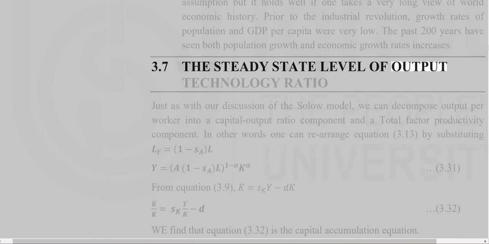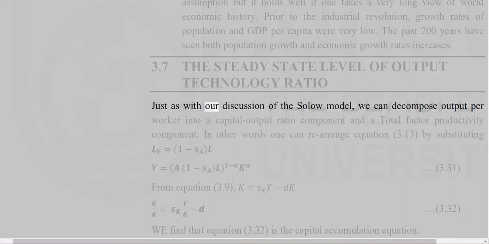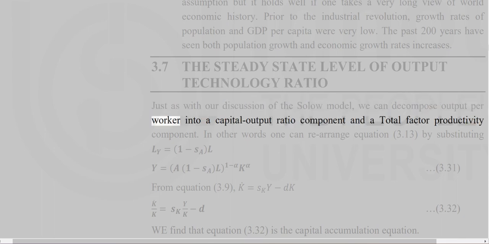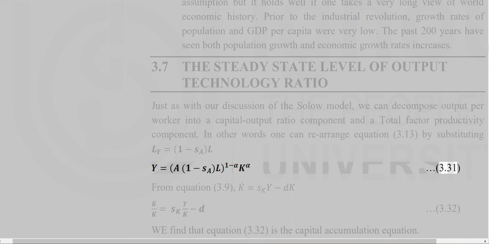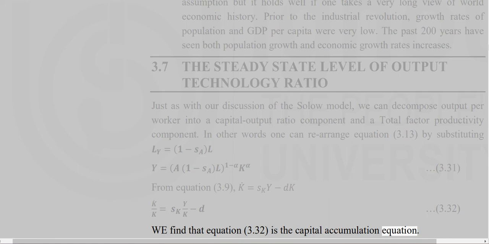3.7 The steady-state level of output-technology ratio. Just as with our discussion of the Solow model, we can decompose output per worker into a capital output ratio component and a total factor productivity component. In other words, one can rearrange equation 3.13 by substitution, equation 3.31. From equation 3.9, equation 3.32. We find that equation 3.32 is the capital accumulation equation. Let us divide both sides of equation 3.31 by L so that we get output per capita, equation 3.33.